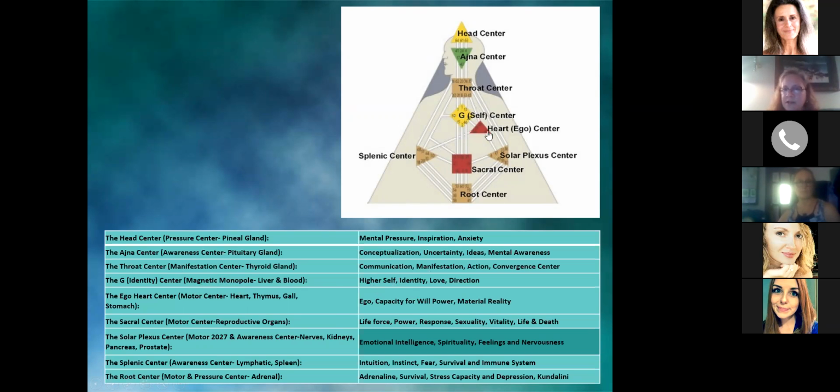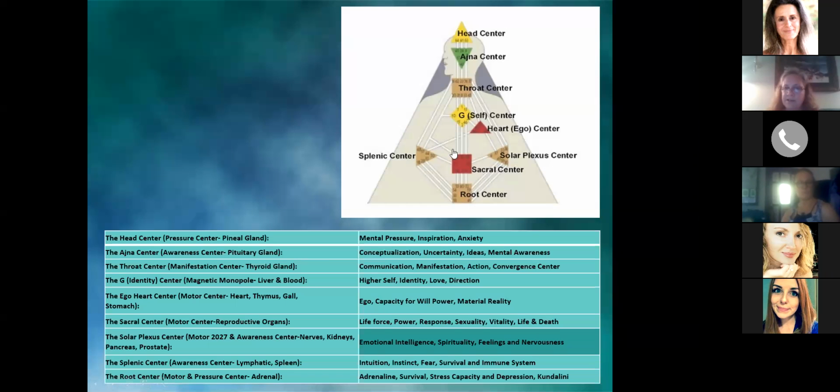Now your ego center, your heart center, which I've never in any other system heard those put together as heart and ego. It's one or the other usually, but maybe I just haven't learned enough. So it's a motor center, a driver. And it, of course, has the heart, the thymus, the gallbladder, and that system, and the stomach. And it will rule your ego, your capacity for willpower, and your material reality.